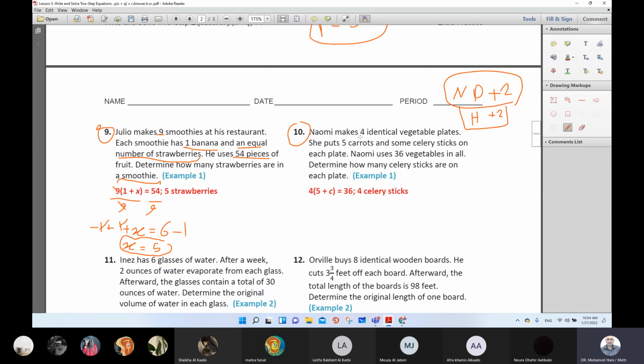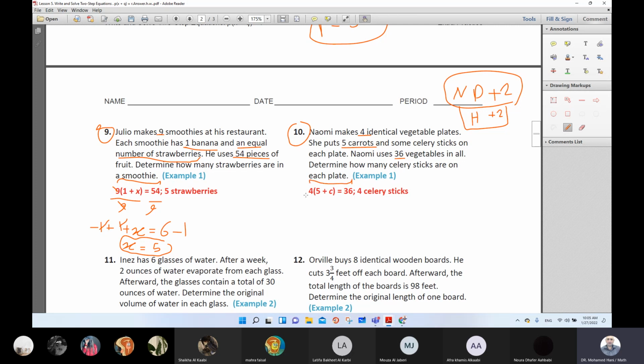So as you see here, we have here identical vegetable plates. So right here 4, then open parenthesis. Then we have here 5 carrots. So right here 5. Then we have here and, so right here plus some celery sticks. But we don't know the number. So represent here variable, for example, C. Then as you see here, uses 36 vegetables in all. So this is the total here. So equals 36. So this is the equation.